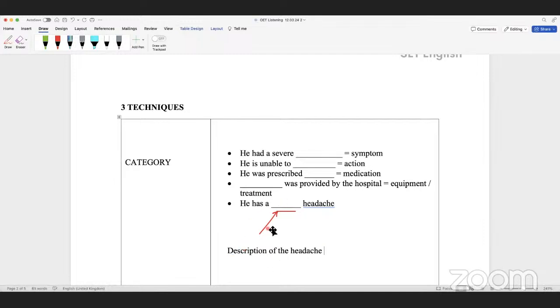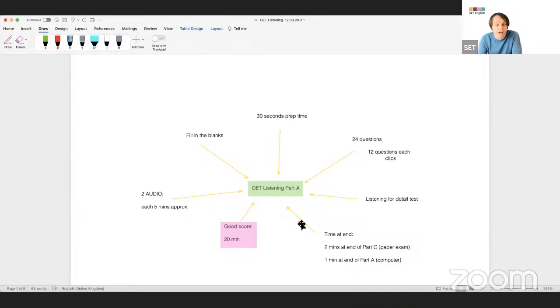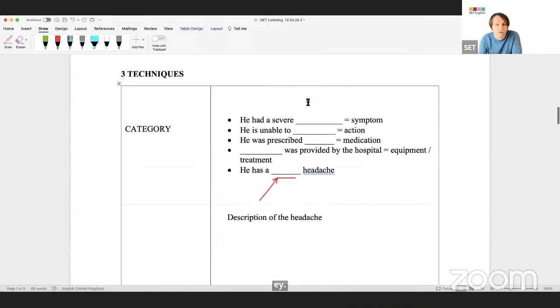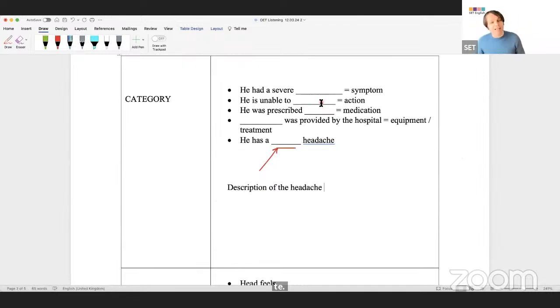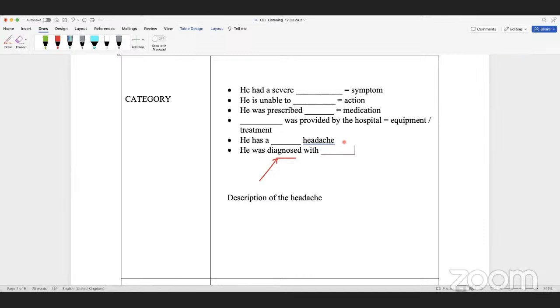So this is important. How much time do we have before the audio starts? 30 seconds. So we can be thinking about the gaps and thinking, okay, is that a symptom? Is that an action? What is that? What if it says this? He was diagnosed with... Condition. That would be a condition.